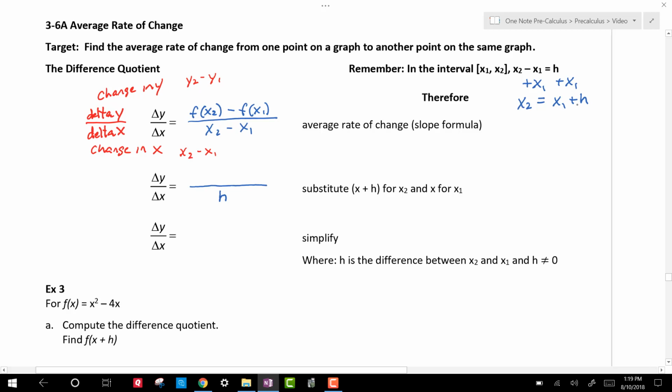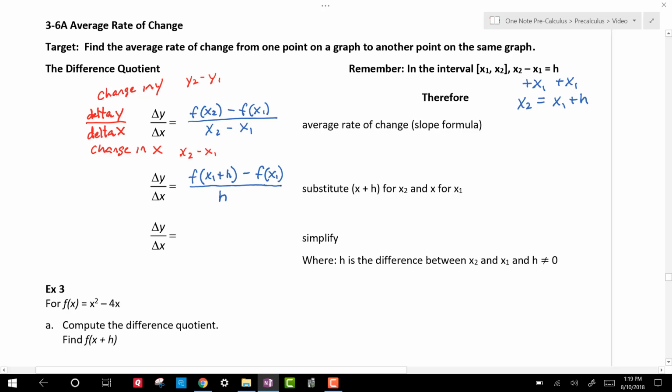The reason I'm showing you this is because now I'm going to do another substitution in my slope formula. I'm going to replace x2 with x1 plus h. So in my formula back here, delta y over delta x, instead of writing f of x2, I'm going to write f of x1 plus h minus f of x1.